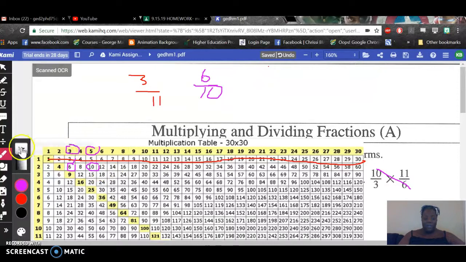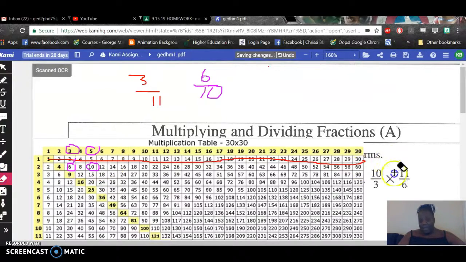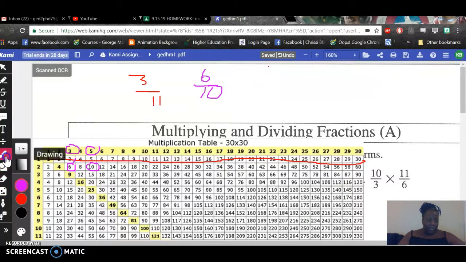So what I'm really looking at is this. I have learned how to reduce before I even multiply straight across. Because now I know that this 6 can reduce to a 3, and that 10 can reduce to a 5. Okay, so what this does is make your fractions even smaller to multiply. Now, remember, we already looked this way diagonally, and those can reduce. The 3 and 11 will not reduce. Okay, so now we multiply straight across.